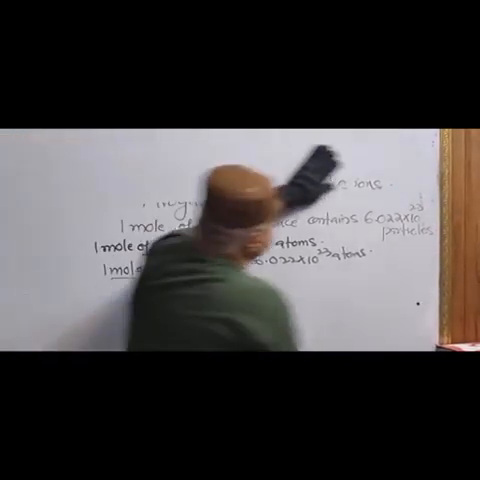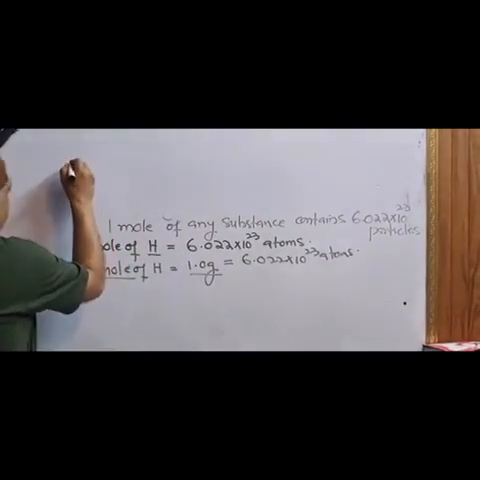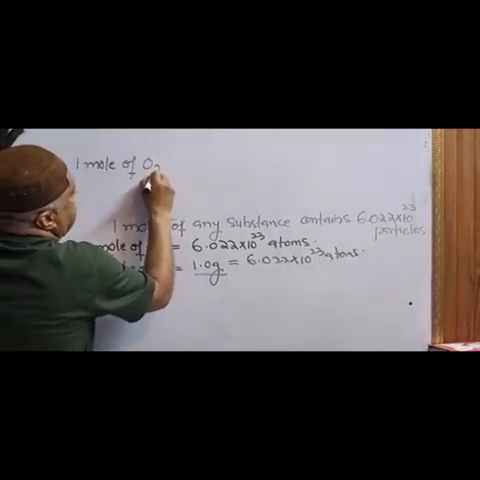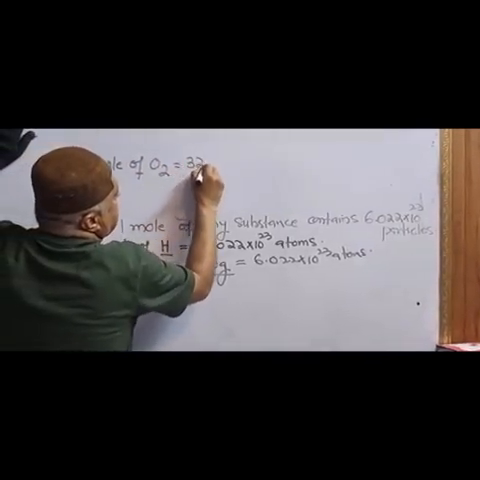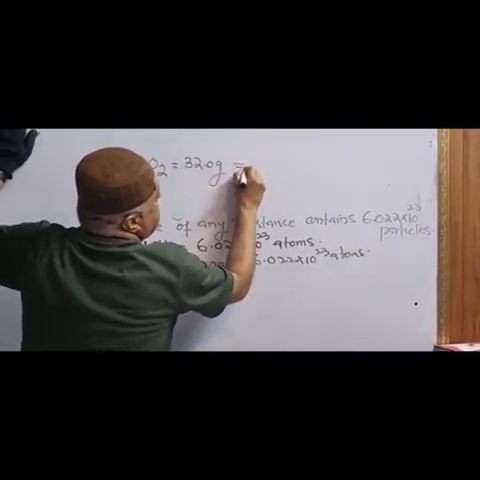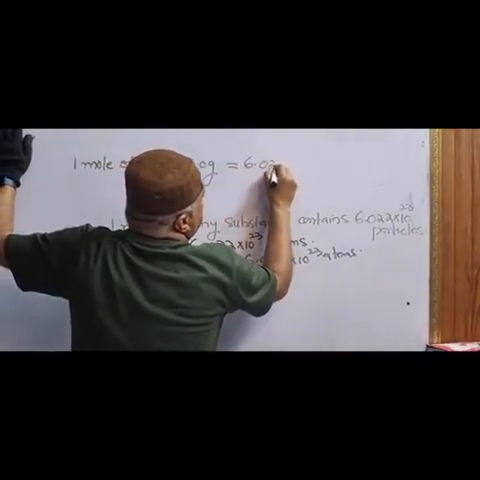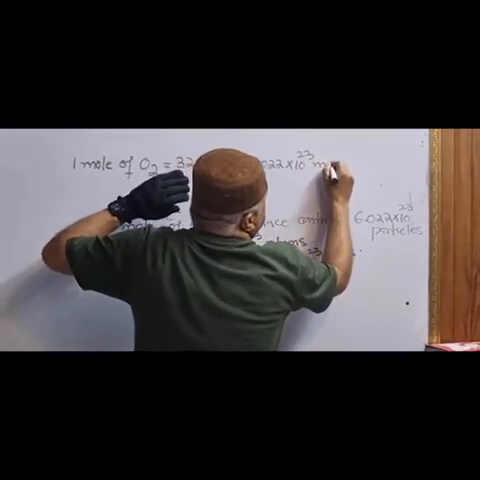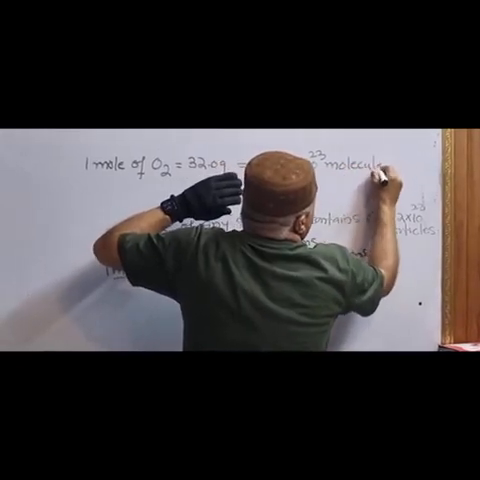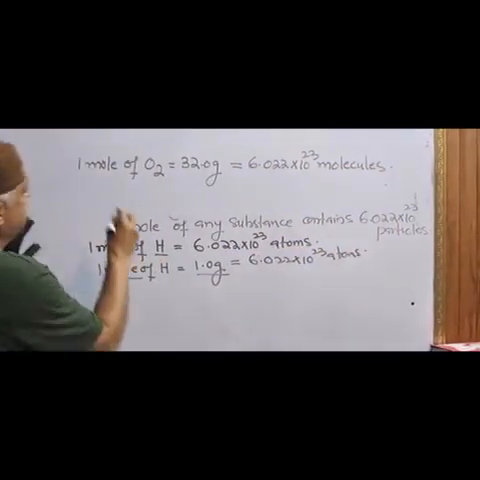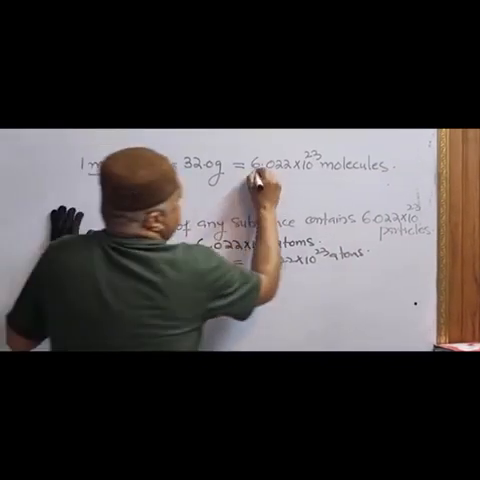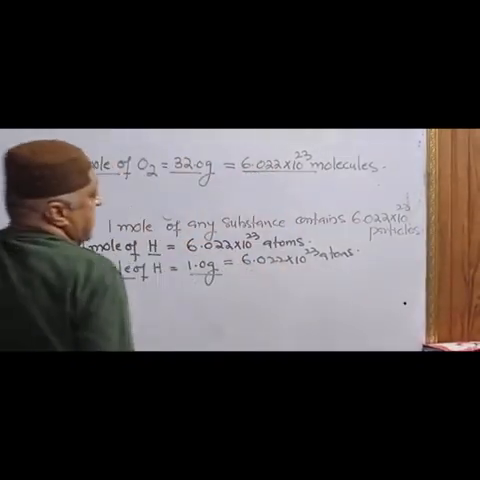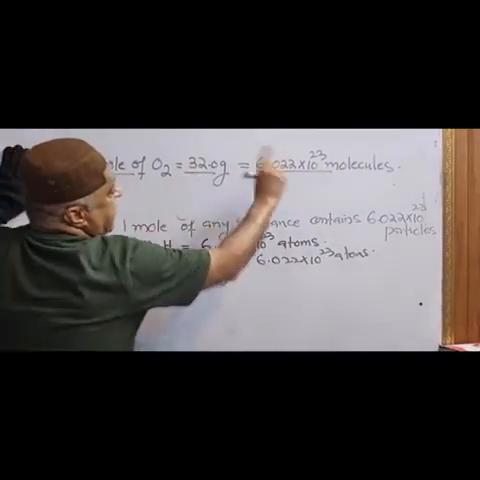If I write here 1 mole of oxygen, which is equal to 32 gram, contains 6.022 into 10 raised to power 23 molecules. So we have two relationships here. From mole, we can find out the molecules, and also from grams, we can find out the molecules. These are the known statements.